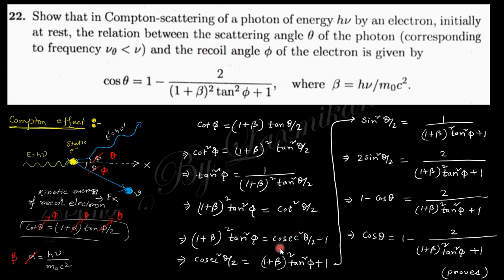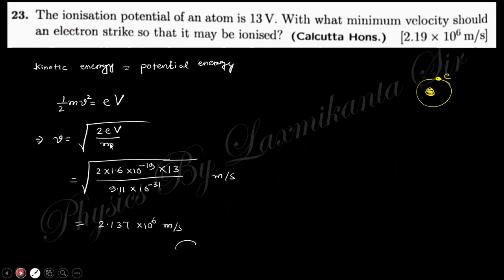Cot square theta by 2 is cosec square theta by 2 minus 1. So cosec square theta by 2 is 1 plus beta square tan square phi plus 1. So cosec square is 1 by sin square. So this is 2 sin square multiplied with 2, and this is 1 minus cos theta. So cos theta equals this one. I think it's clear. Next question.